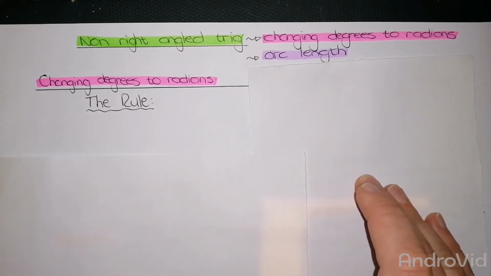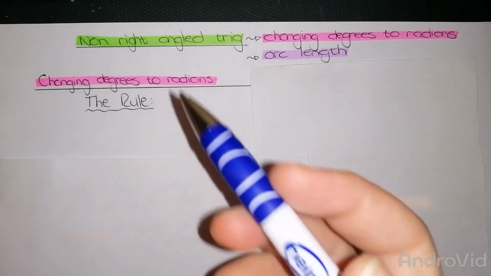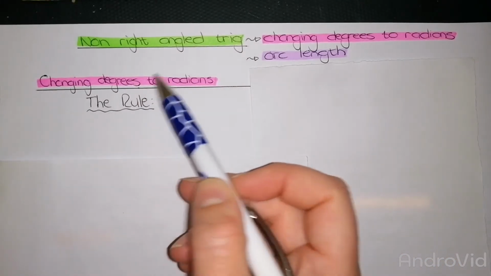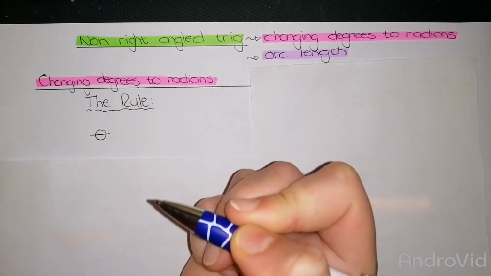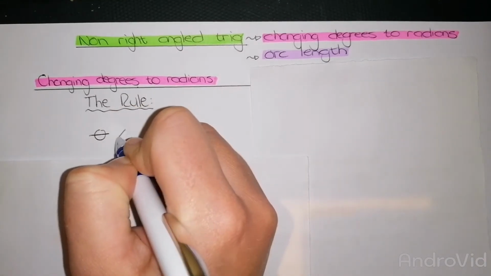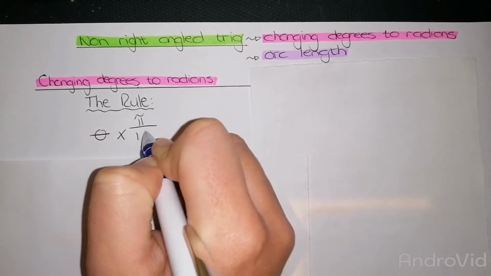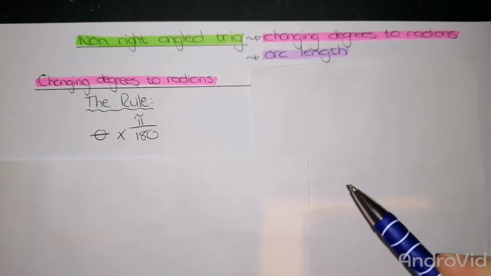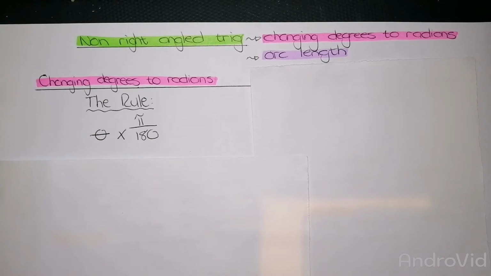Let's first look at what the rule is. The rule for changing degrees of an angle to radians is as follows. You take theta, which is your degrees, and you multiply it by pi over 180. This formula is used to find the radians of a degree.